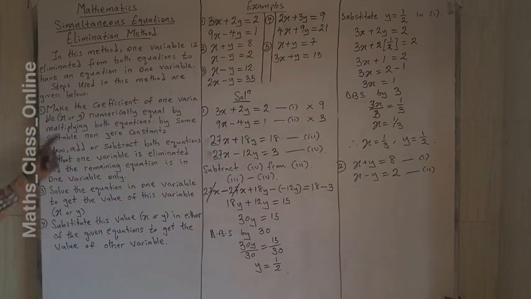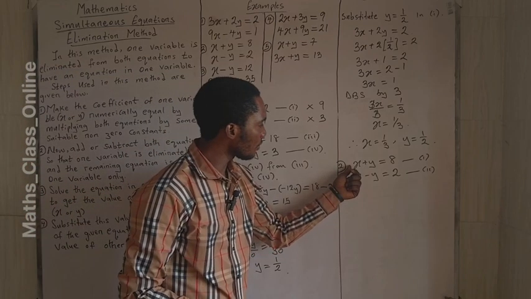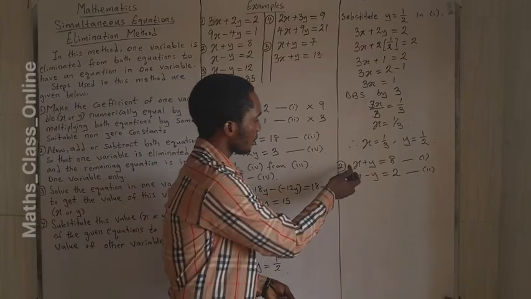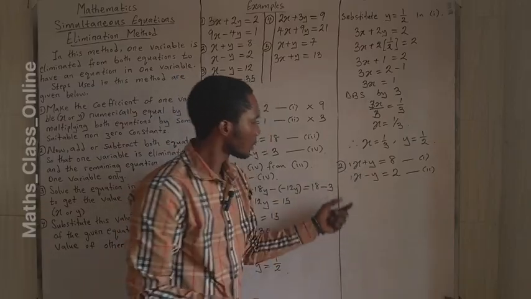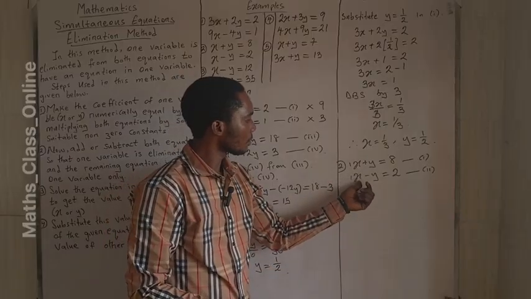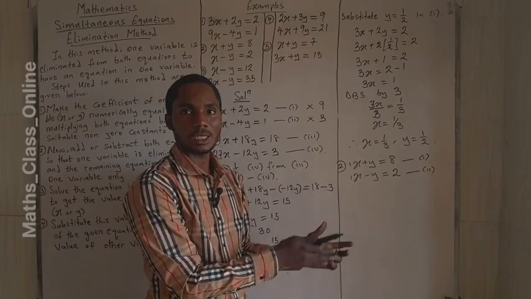Step 1. Make the coefficient of one variable, x or y, numerically equal. Let's come down to this. What is the coefficient of x here? It is 1. The coefficient of x here is also 1. That means the coefficient of x in equation 1 and equation 2 are already the same.